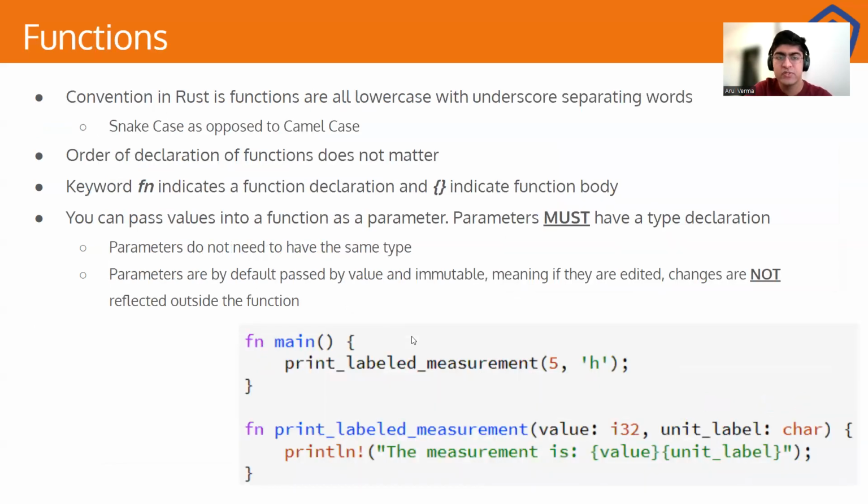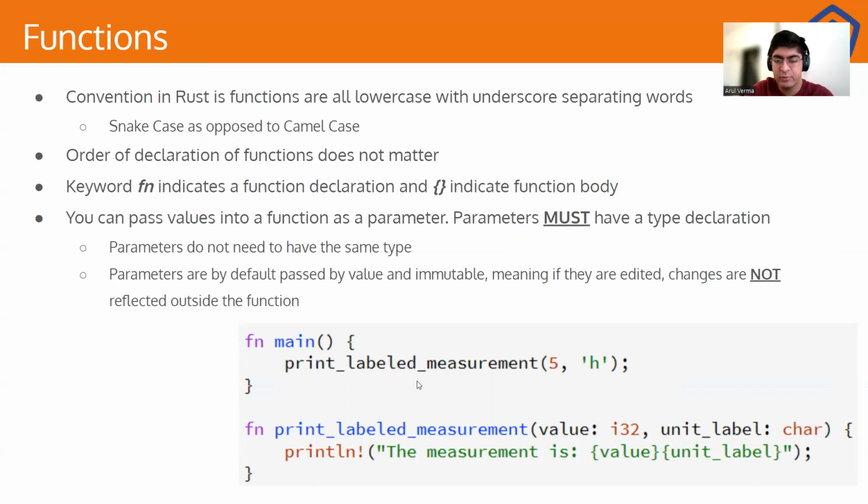Finally, let's talk about functions. Functions are slightly more interesting in Rust. The convention in Rust for functions is all lowercase letters with underscores separating words for the name, and you want as descriptive names as possible without being too verbose. This is what we call snake case, as opposed to the camel case that you'd see in other languages. I know Java has camel case as its standard. Here we prefer Python's snake case.